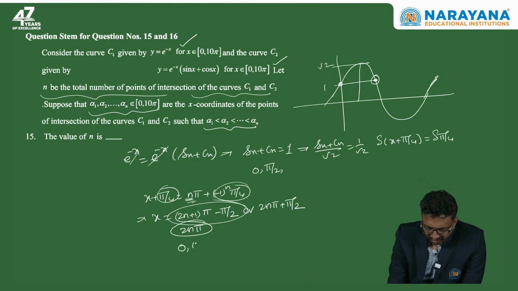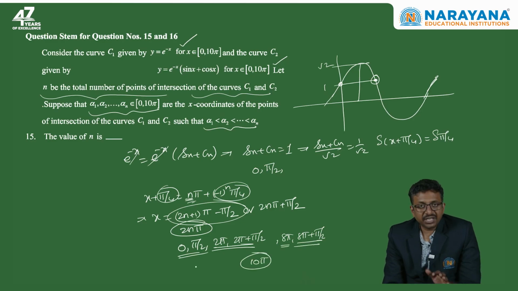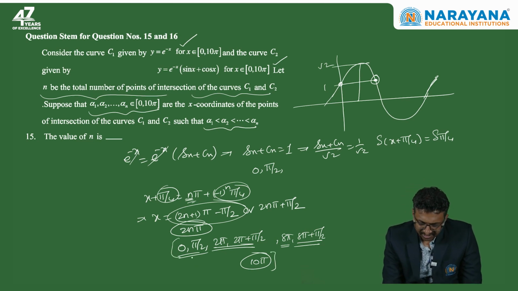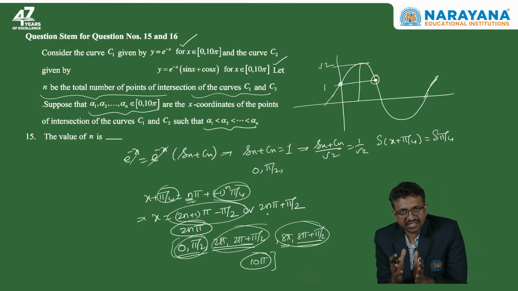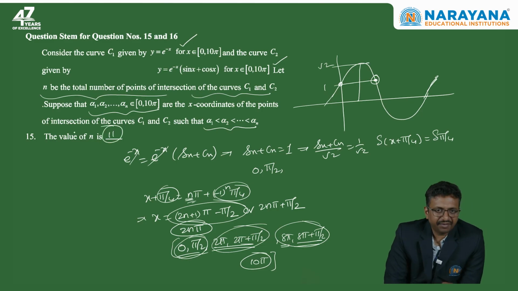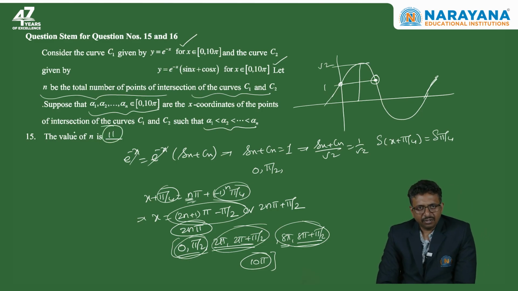So 0, pi by 2. N is equal to 1, 2 pi, 2 pi plus pi by 2. So on, 8 pi plus pi by 2, up to 10 pi. Because it's a closed interval 0 to 10 pi, you have to include 0 as well as 10 pi. So there are 5 groups of 2 solutions, which gives us 10 solutions, and one extra solution 10 pi. So n is equal to 11. So there are 11 solutions for this.